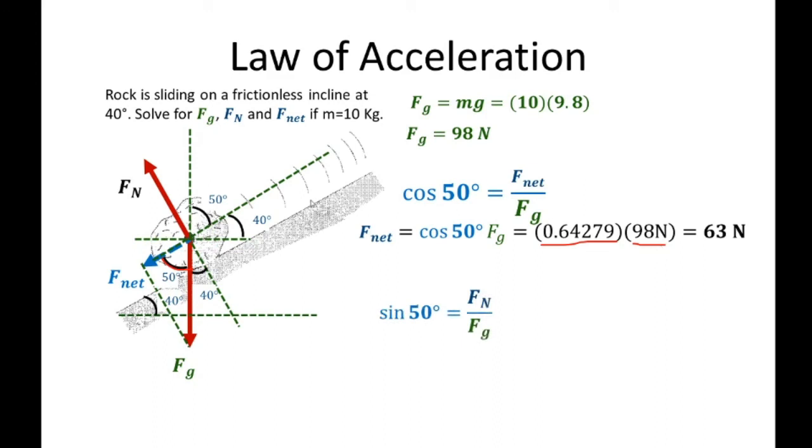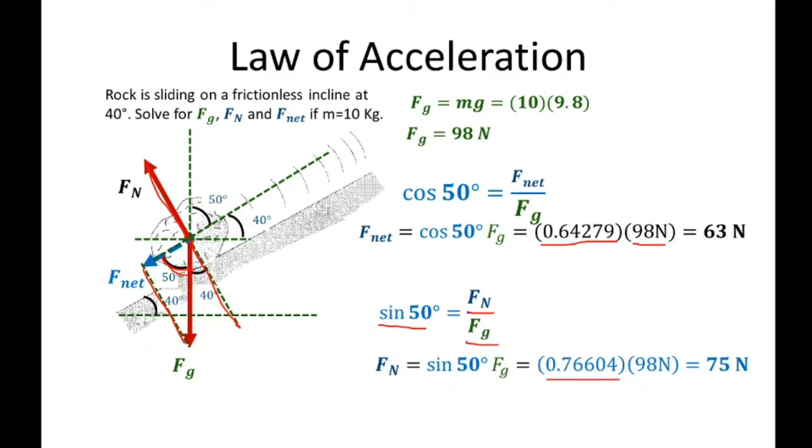Next, we solve for the normal force, which is equivalent to this line right here and this line right here. This line is opposite to the angle, so we use sine: opposite over hypotenuse. Opposite is Fn, hypotenuse is Fg. Rearranging the equation, we have sine 50 times Fg, and the value for sine 50 is that one, and 98 for our force of gravity. So we have 75 Newtons as our normal force.